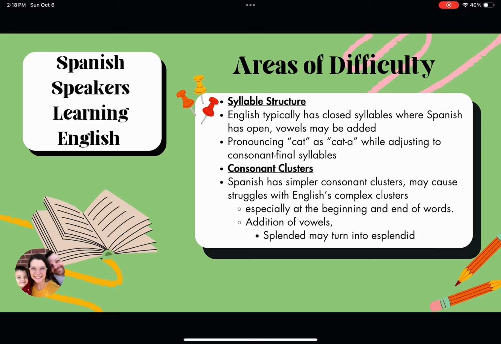For an English learner who is a native Spanish speaker, we can predict that they may have difficulty with English's more complex clusters, especially when they occur at the beginning or end of words. For example, words like strength or splendid may be difficult for Spanish speakers to pronounce, leading to the insertion of extra vowels in saying esplendid.